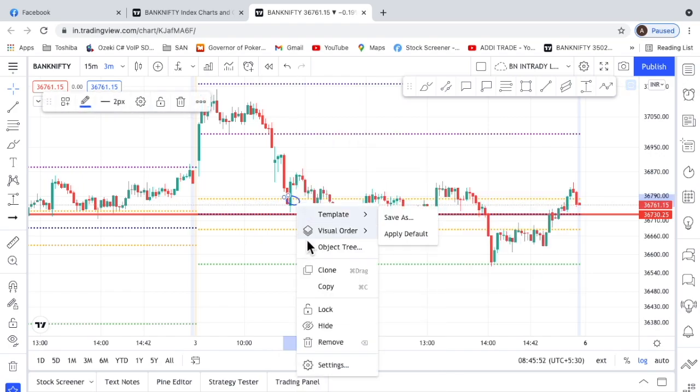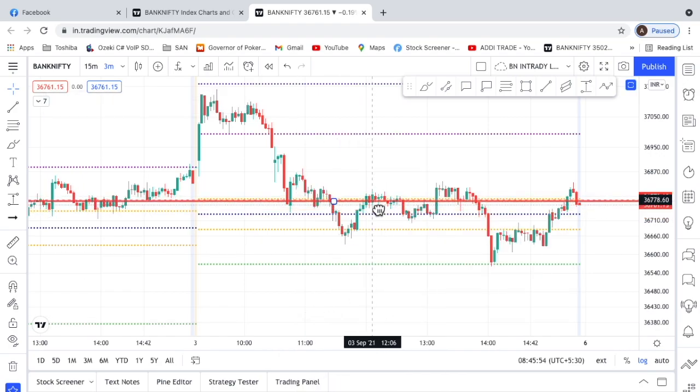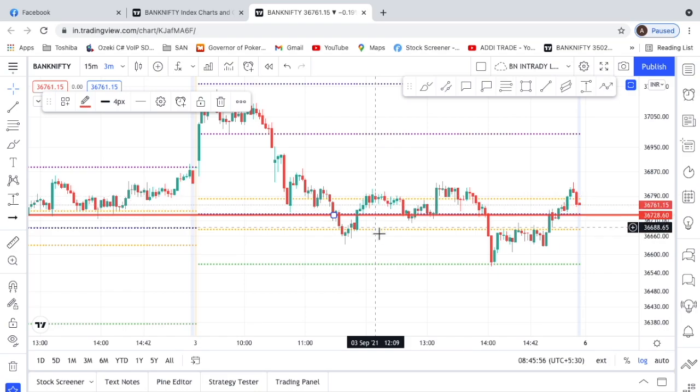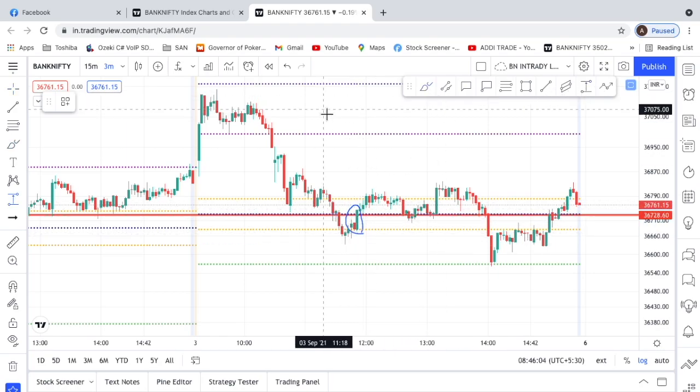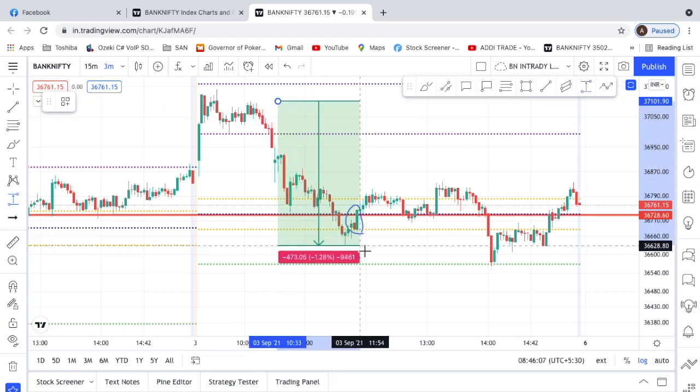Now I brought it to the pivot line. The center point in these three lines is the CPR pivot. So I brought it to the pivot line. Exactly at this candle, I will exit. And I've got the major chunk of the move for the day from here till here. I've got around 470 points.